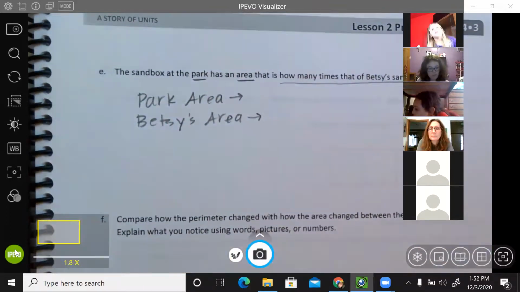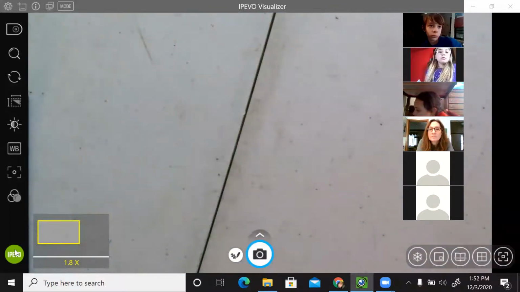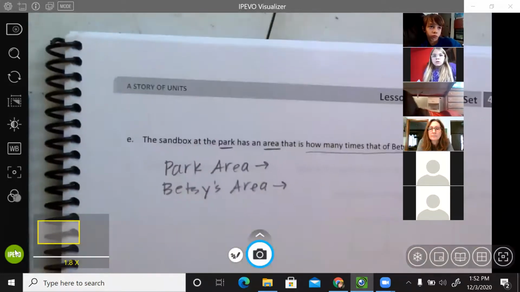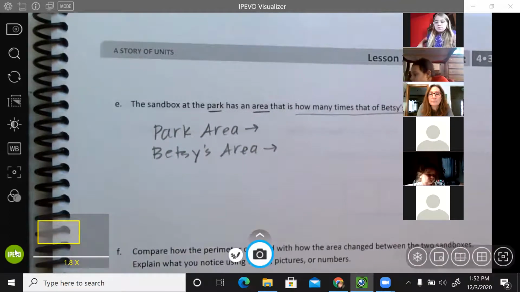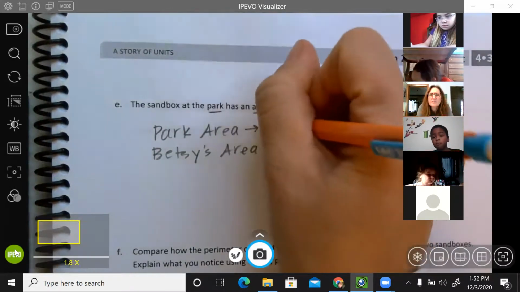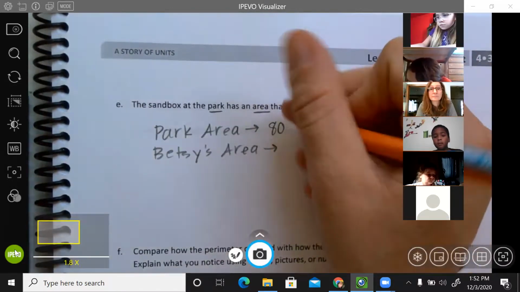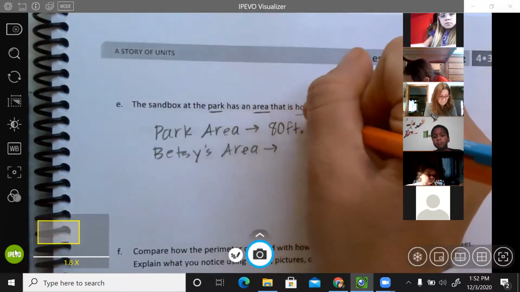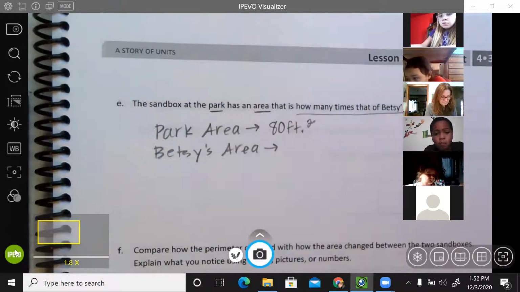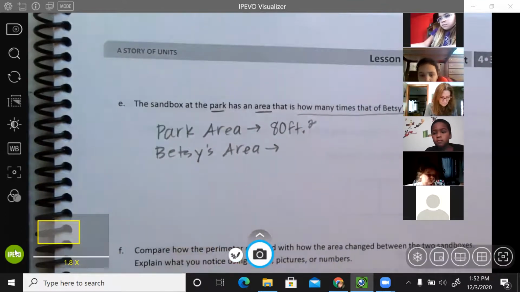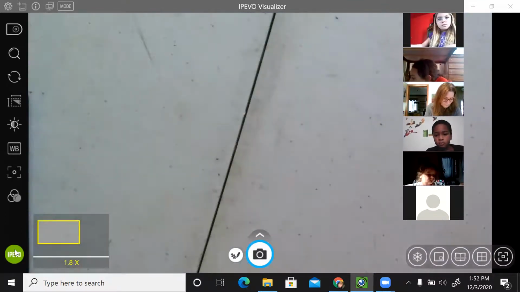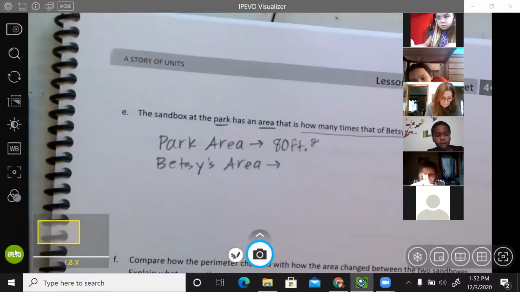Riley, what do we know the area of the park sandbox? We just found it. Look back at letter D. What's the area of the park sandbox? 80 square feet. There you go. Duran, what's the area of Betsy's sandbox? Look back on the other page and find Betsy's sandbox. What's the area?